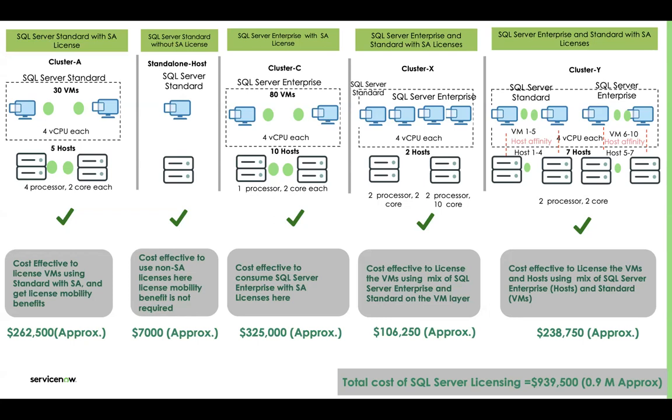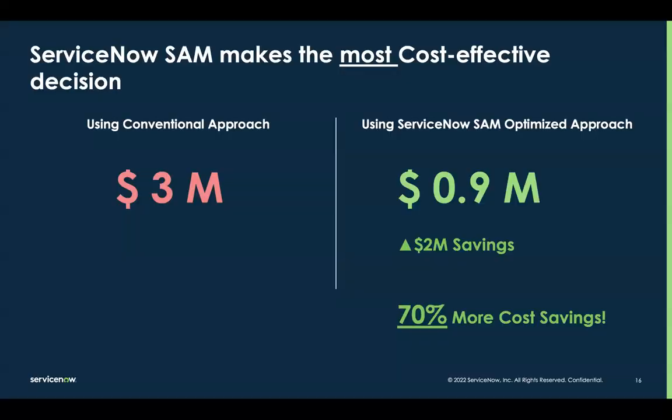Hence you can see here that the total cost of SQL Server licenses is about $0.9 million, which is way less than the conventional approach. Using the conventional approach, you would be compliant, but you would ultimately not be cost effective, because you're spending $3 million. With the ServiceNow SAM approach, you are spending just $0.9 million, which is about 70% cost saving. So you can see that ServiceNow SAM makes the most cost-effective decision while being compliant as per the licensing rules of Microsoft.